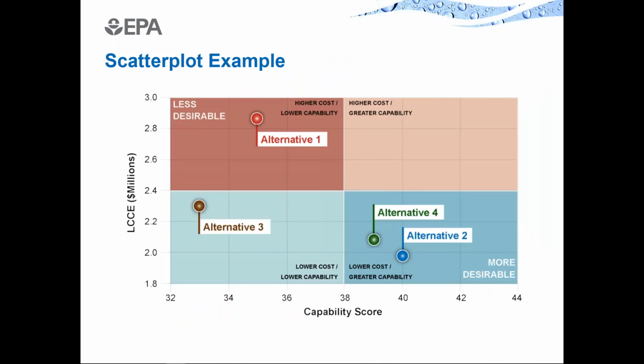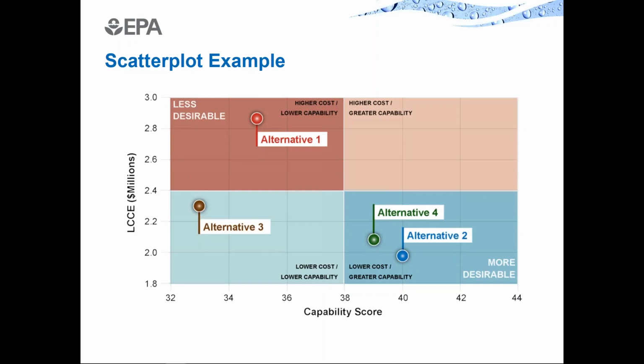One simple approach is to simply plot the data. You plot the cost versus the capability score, and in general, you want the alternatives that are in the lower right-hand portion of the curve because those are less expensive and more capable, and you want to stay away from those that fall into the upper left quadrant that are expensive and not that capable. And admittedly, this example that I've shown here is sort of skewed to make the decision easy. Alternative 2 is clearly the best.